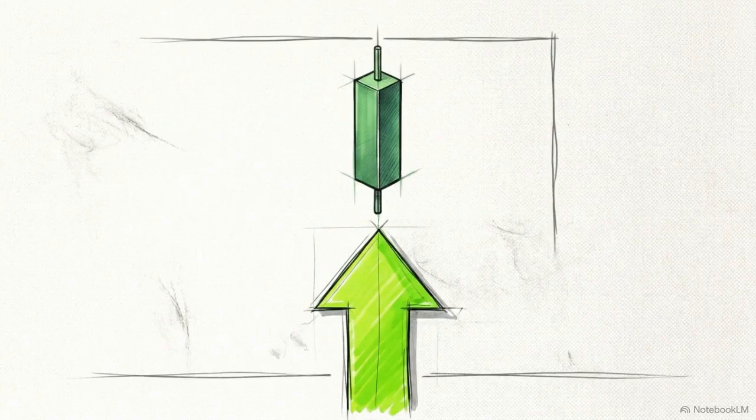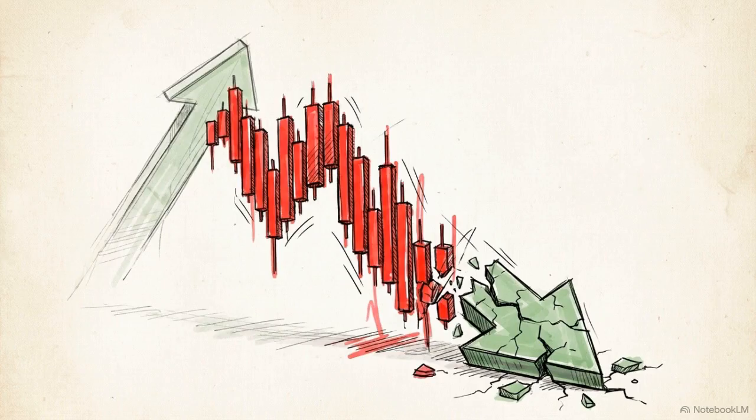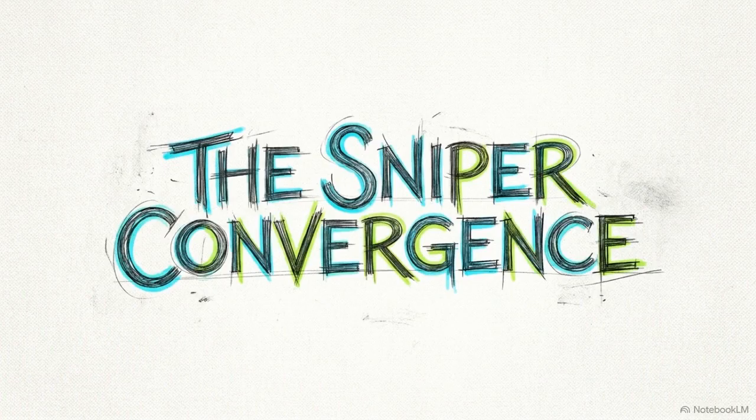Or maybe you try the opposite approach. You wait for a momentum indicator to flash a buy signal, you jump in, and the price immediately stalls and collapses. We can eliminate both of these failure points using a mechanical execution system called the Sniper Convergence.